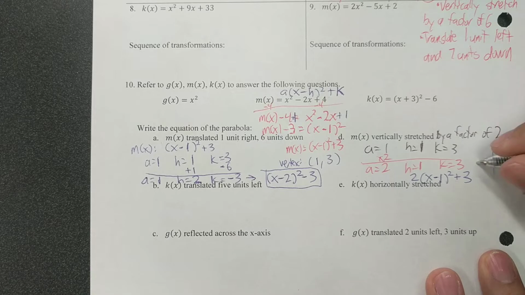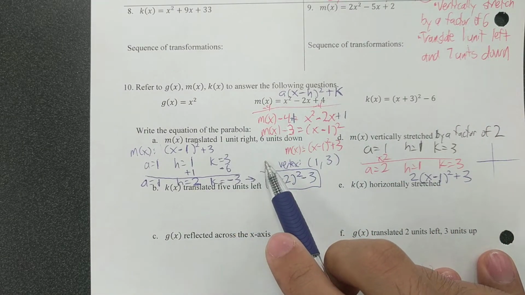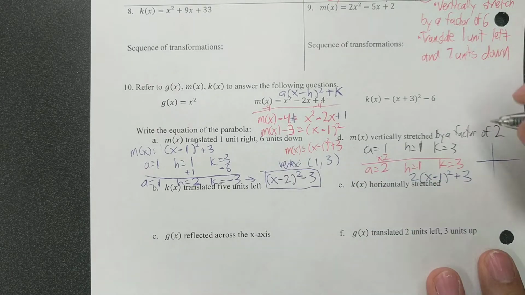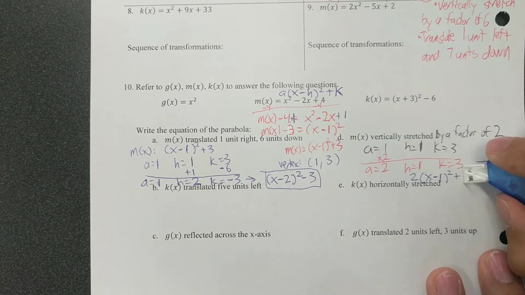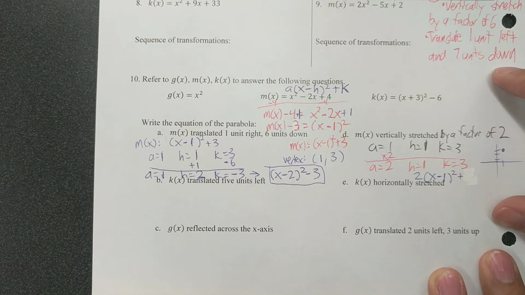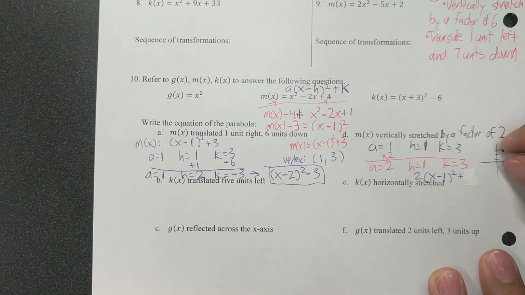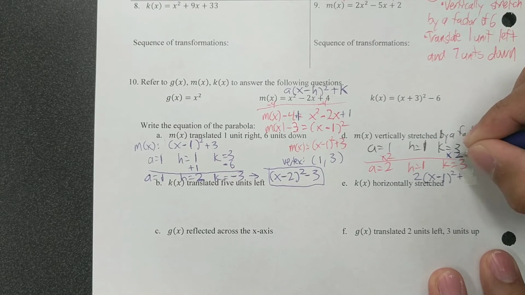Oh, wait, sorry. So if we think about this, the original vertex was at 1, 3. So when you vertically stretch it, the k value will also get affected. Actually, right, because if you were to grab it and stretch it vertically, the y value will become twice as far away. So it's not only the a value, it's the k value that gets affected.